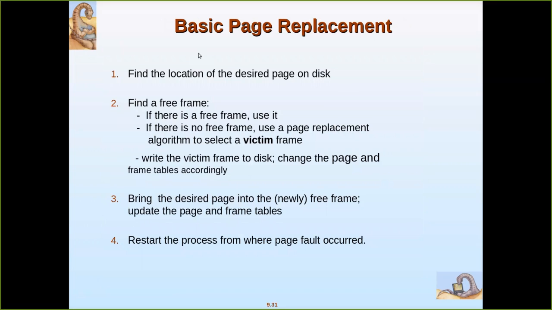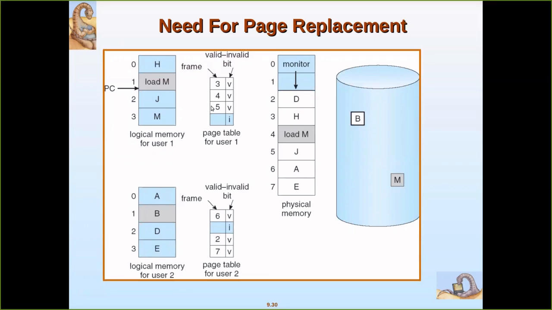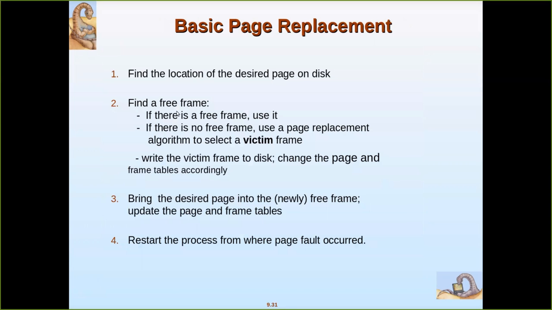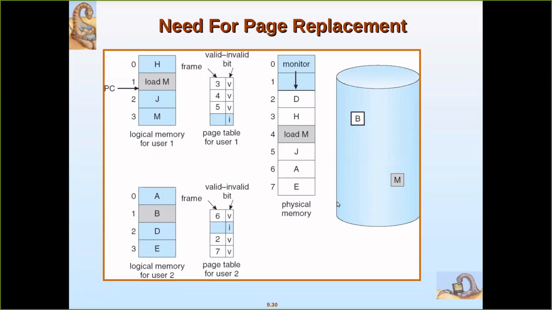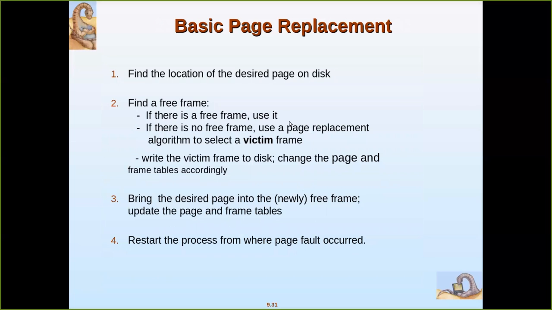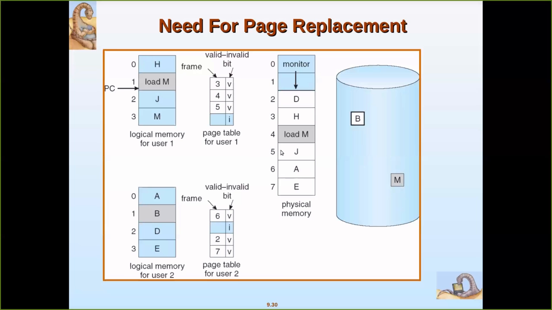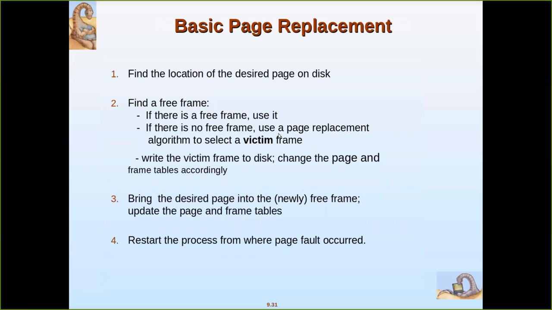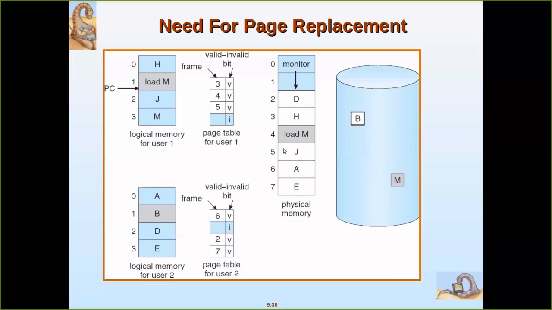So, the basics of page replacement: find the location of the desired page on the disk. Now, according to this, when load M executes, it finds the place where it is stored in the secondary storage. Then find a free frame. The location is found, and now it has to be brought into the main memory. For that, a free frame is needed. If there is a free frame, no problem, that can be swapped. But when there is no free frame, we have to use a page replacement algorithm to select a victim. Victim means whichever page we are going to remove.